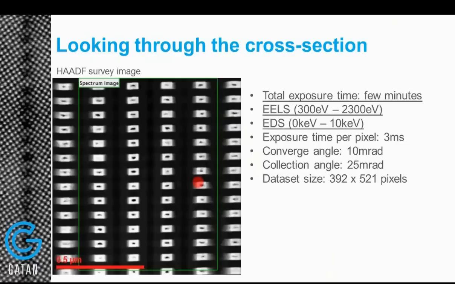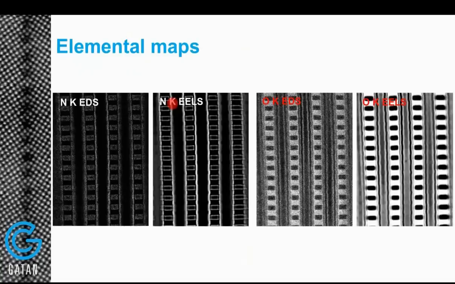We can also look at the same sample under a different orientation. This is actually important for failure analysis. This is what I was told. Again, the entire area was mapped in a few minutes. EDS and EELS spectra were acquired with about 3 millisecond exposure time. So this is just to show you some maps for nitrogen EELS, nitrogen EDS, oxygen EDS, oxygen EELS.